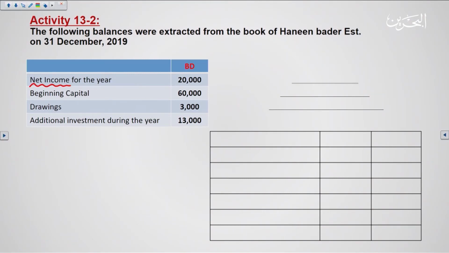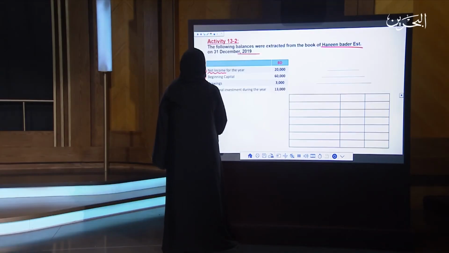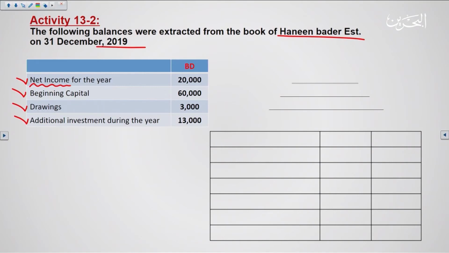Let's see the question. The following balances were extracted from the book of Hanin Badr. This is the name of the company and this is the period of time. We have here the net income, the beginning capital, the drawing, which will decrease the capital, and additional investment which will increase the capital. Now, let's try to prepare the owner's equity statement.